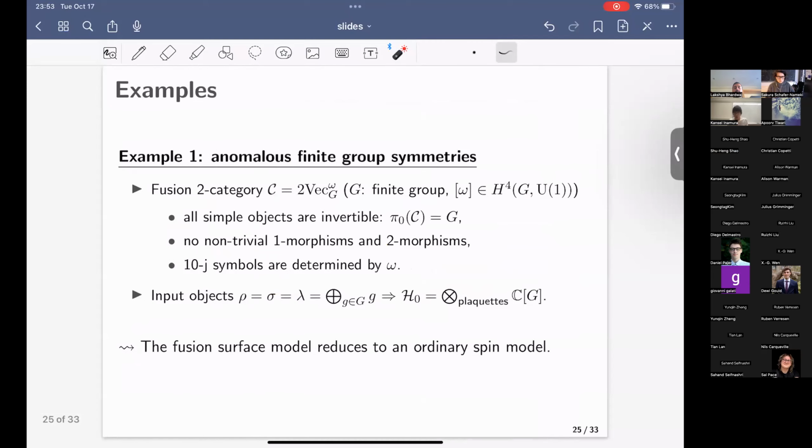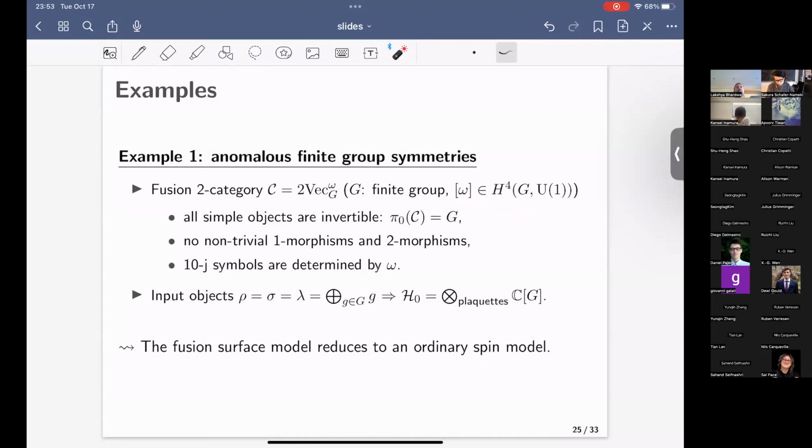So in this way, we can systematically construct 2+1D lattice models with general symmetry. And this model may look very weird or complicated, but it turns out that this model includes various interesting examples. So let's see a few examples here. The first example is the fusion surface model with an anomalous finite group symmetry. As a fusion 2 category, this symmetry is described by 2-Vec_G^ω, where G is a finite group and ω is a cocycle on G.